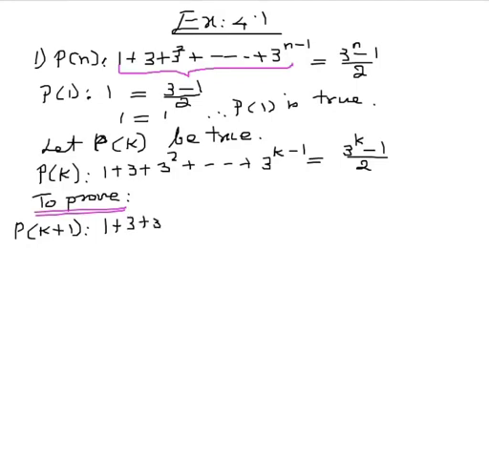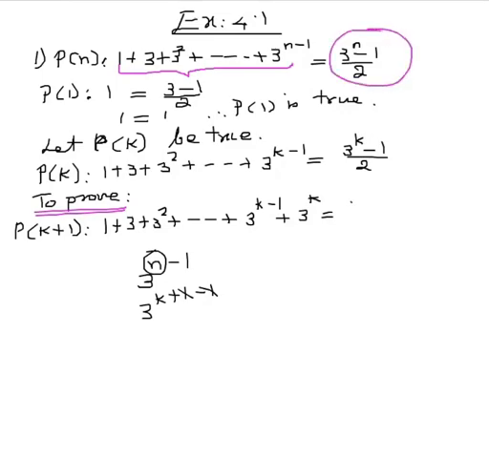P(k+1) statement will have k+1 terms. I am writing the kth term, and the (k+1)th term will be, in this last term we have to substitute n as k+1. So it becomes 3^(k+1-1), which is 3^k. Now similarly here we will substitute n as k+1. So (3^(k+1) - 1)/2. Let us prove this result using the P(k) result. Always remember, to prove P(k+1), we have to make use of P(k).